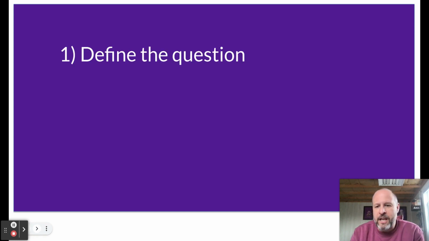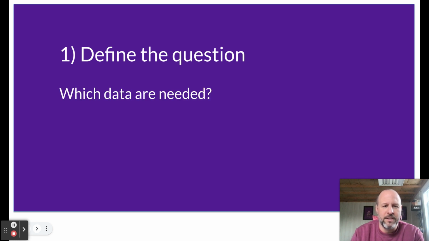So to go through each of these pieces individually, one is define the question. Like I said, this is where you really want to think about which data are needed. Specifically, which variables do I need to answer this question? If it turns out that you do not have those variables in your data set, then you're going to need to get another question.